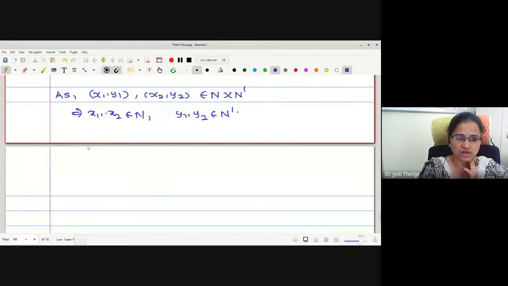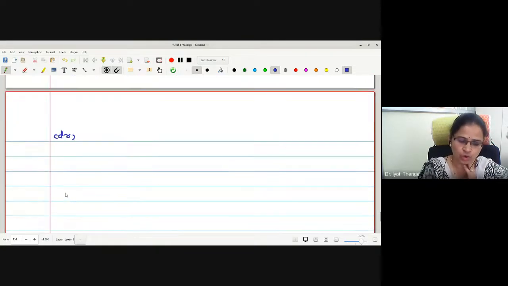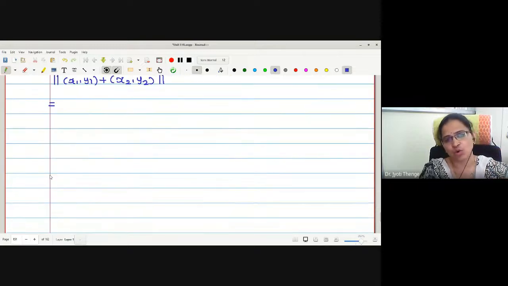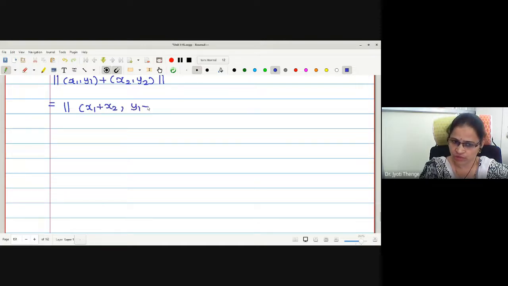Therefore, what should I consider? I should consider the addition under the norm. Norm of x1, y1 added with x2, y2. How is the addition being performed? Yes, it is coordinate-wise addition. Therefore, can I write this as x1 plus x2, y1 plus y2? Coordinate-wise addition.